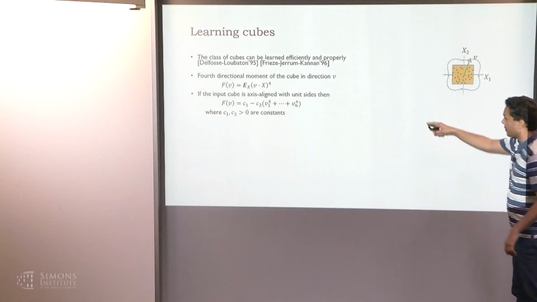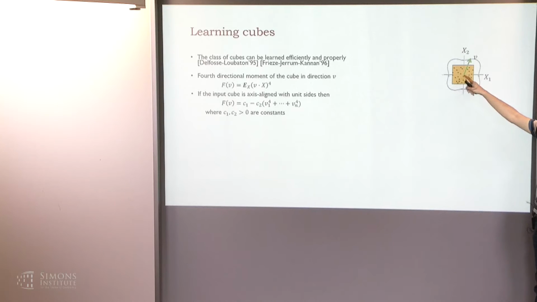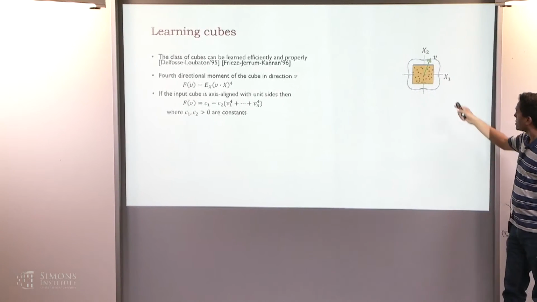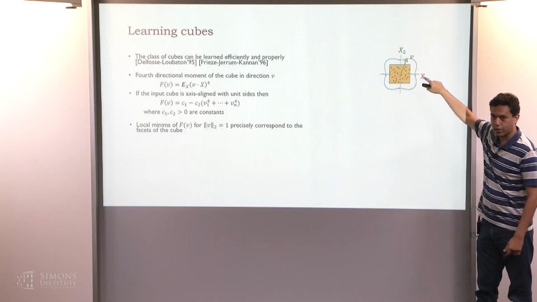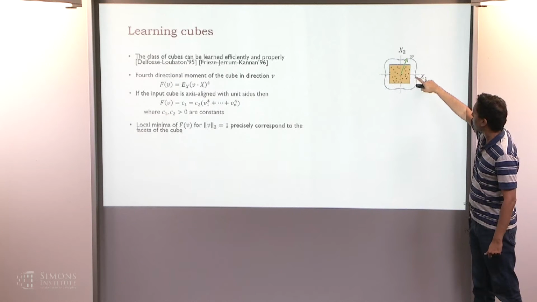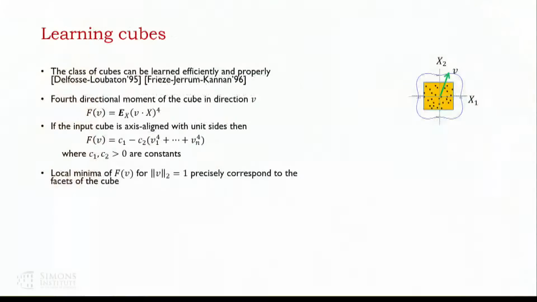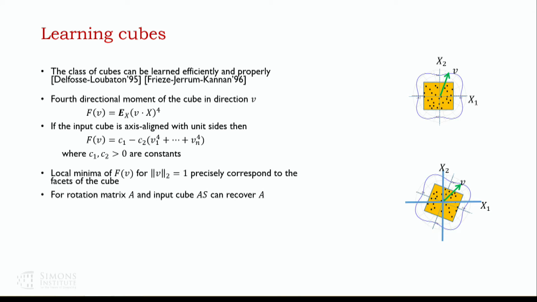This is a polar plot for the function f of v. In direction v, this distance is the value of f of v. You can see in this picture that as v varies over the unit sphere, the local minima of f of v are exactly these 4 points, and they correspond to the facets of the cube. If your cube was not axis aligned, in general position, then the fourth moment would also rotate accordingly. By finding the local minima, we would be able to find the facets, and so we'll be able to find the matrix A, and that will solve the problem.